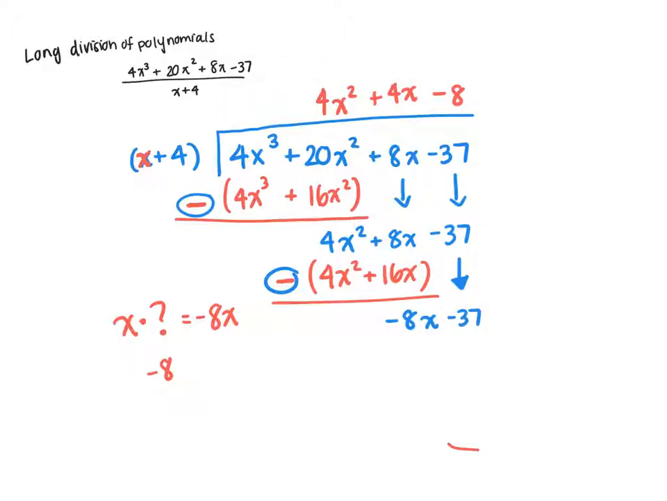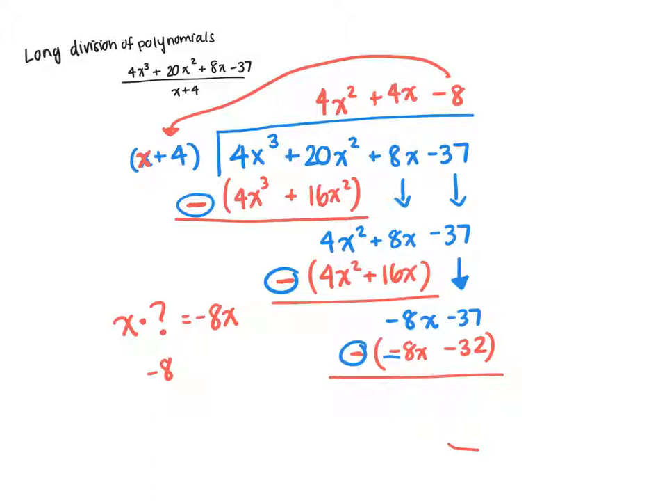So now we are going to take negative 8, multiply it by x plus 4, and bring it over here. Negative 8 times x is negative 8x. Negative 8 times 4 is negative 32. And we are going to subtract. Negative 8x plus, because it's minus a negative, is 0. Negative 37 plus 32 gives us negative 5.